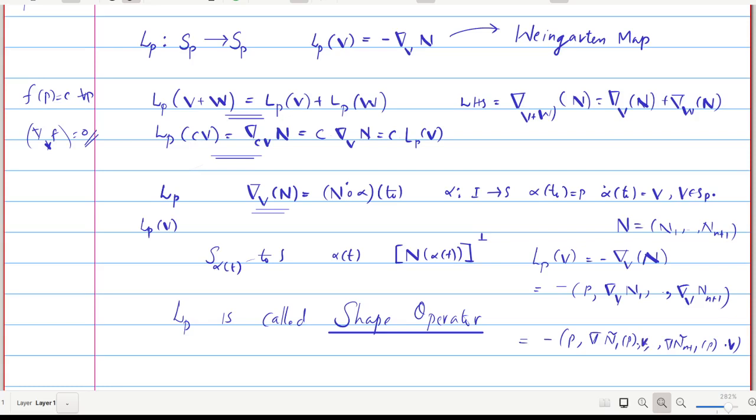So this n_1 is nothing but the restriction of the smooth normal vector field component n_1 tilde. These should be smooth in order to get this. So we consider n_1, n_2, etc. as the restrictions of the smooth vector fields n_1 tilde, n_2 tilde, etc., n_{n+1} tilde. This is the way we find the value of this L_P V as far as the problems are concerned.